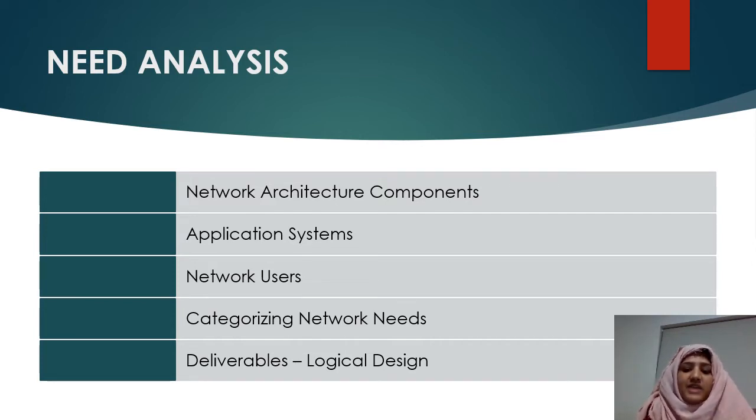Categorizing network needs. As I mentioned earlier, this organization needs to replace its old network with an improved network so that they can improve their organizational performance. So we went through the capacity requirements, and we went through each requirement that involves categorizing the network needs. As part of the deliverables, we have derived a logical design that we will look at next.